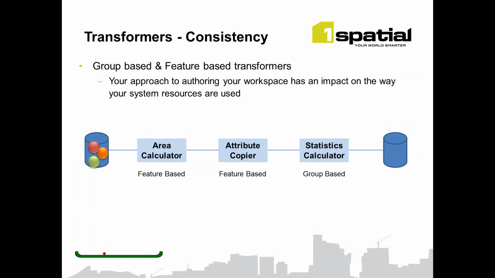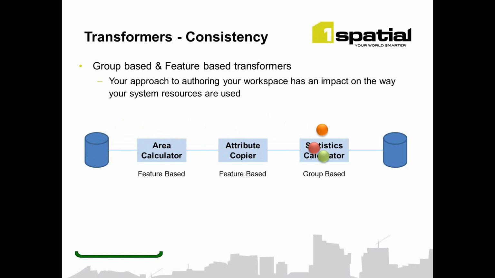A capability is around the type of transformer you plant on the canvas. There's a concept called group-based and feature-based transformers. Feature-based transformers are transformers that allow data to pass through them and move on to the next transformer in the workflow and carry out an operation.